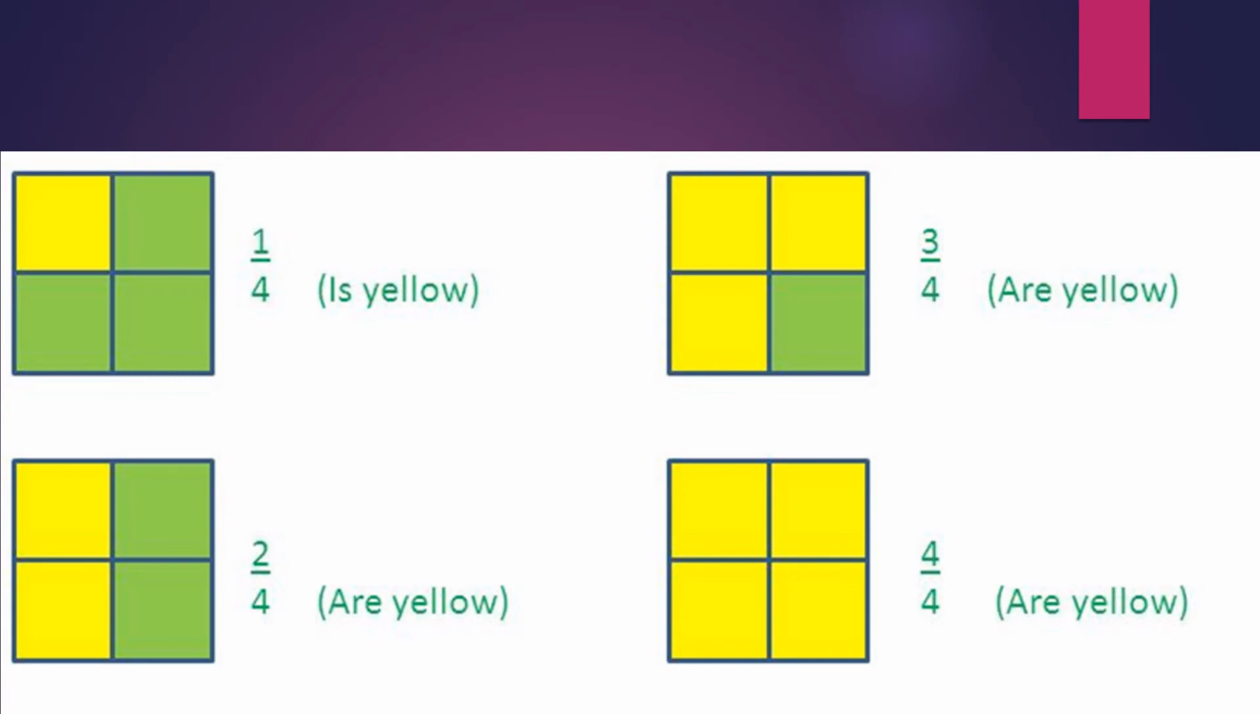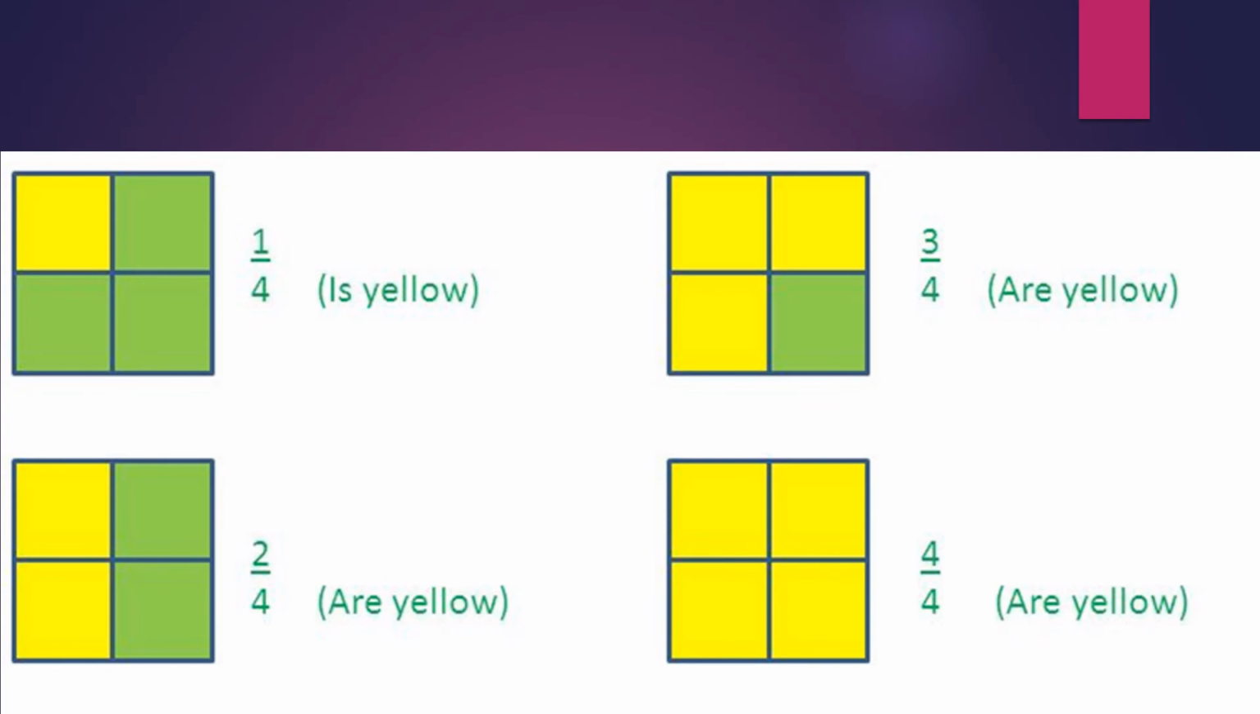In the second picture just below this, you have two squares that are colored in yellow. So what fraction is colored yellow? We can say 2 out of 4. So we say 2 by 4 are yellow. Now look at the third picture, which is on the right and the top part. We have 3 squares that are colored yellow. So what fraction of the squares are colored yellow? We say 3 out of 4. So 3 parts out of the total 4 pieces are colored yellow. So that is called 3 by 4.